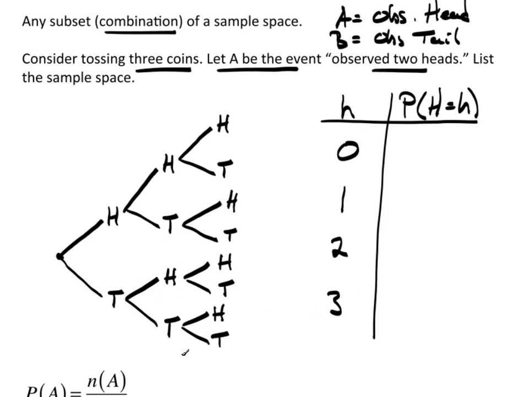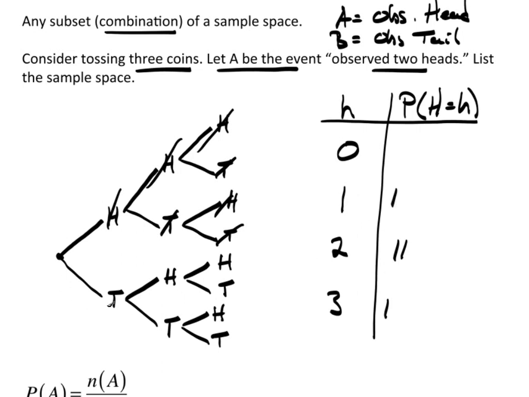So, let me see here. Let's follow this path. I have head, head, head. So I just took care of this path. So under 3, there's one way to do it. I could have head, head, tail. That's 2 heads, right? So under 2, there's one way to do it. Took care of that path. Head, tail, head, found this path. So that is another way to do it. Head, tail, tail, that's 1 head. So that's one way to do it.